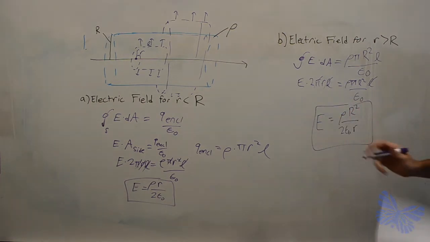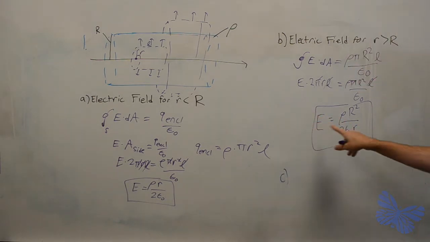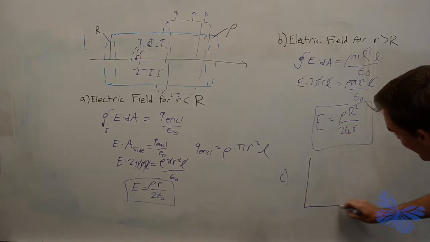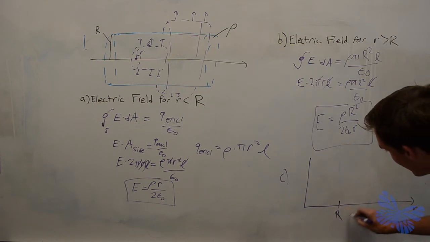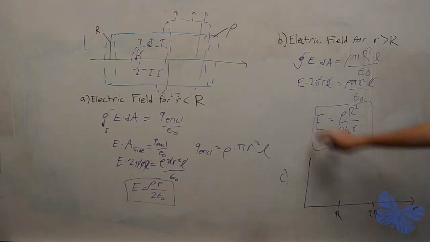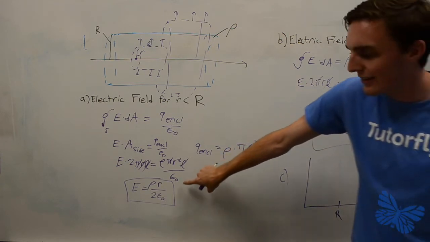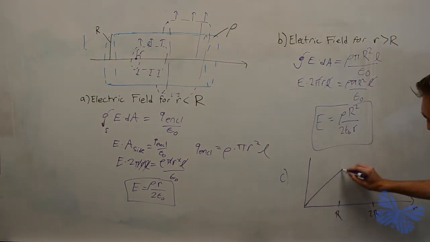Alright, and then part C basically just asks to sketch the electric field as a function of the radius, so we do that really quick here. This is r, big R, 2 times big R. So within the cylinder, so if r is less than big R, we know that it's just going to be a linear relation with little r. So we can just draw a straight line here.